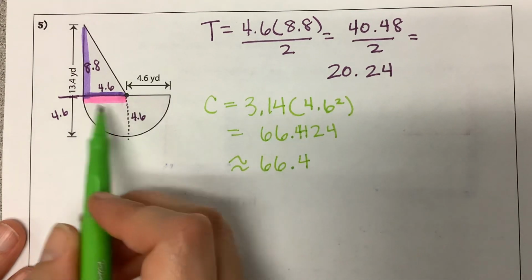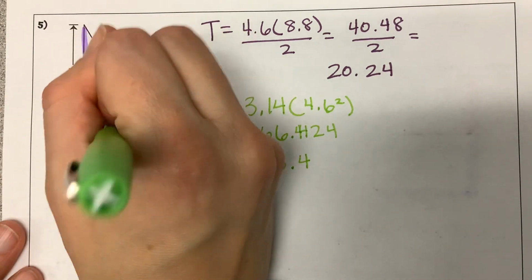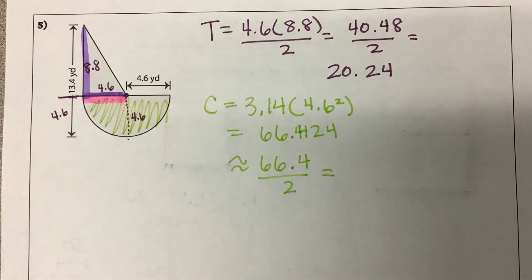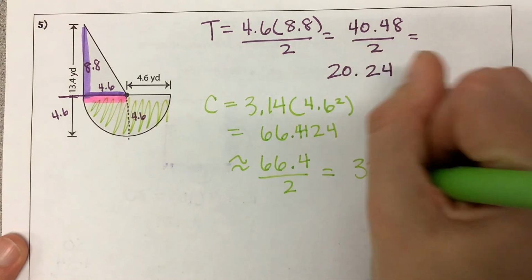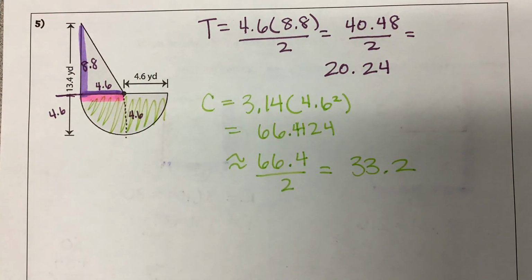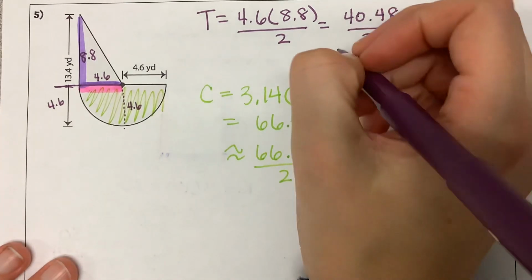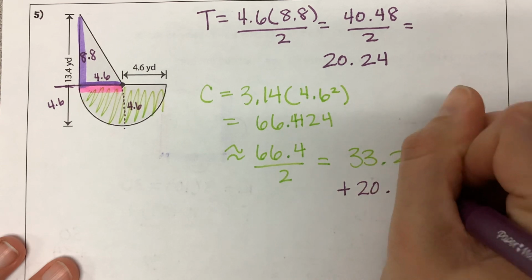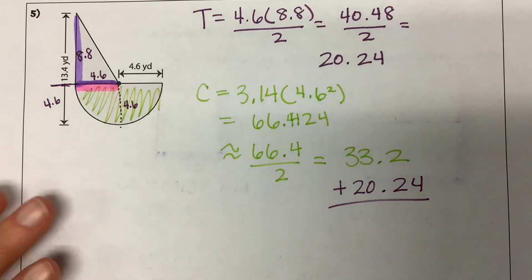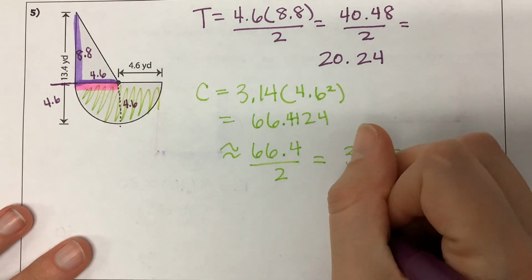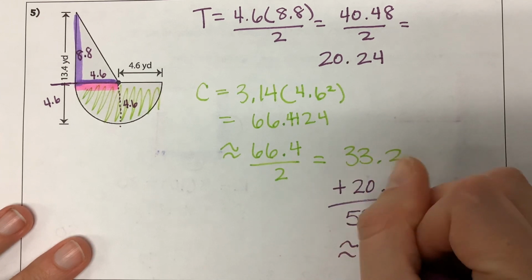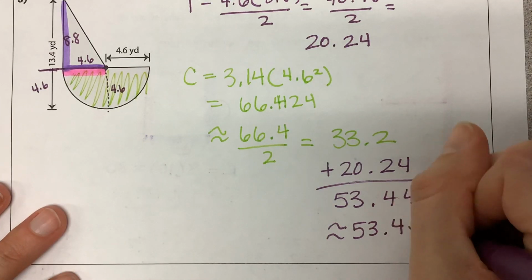But just like the last one, we don't have a full circle, we only have half of a circle. So I'm going to take that full circle and I'm going to divide it by 2 to cut that in half. And we get 33.2. So for our complete area, we are taking that 33.2 of the half circle, plus the 20.24, or the 20.2 for our triangle, and we get a total of 53.44, or if it was rounded, 53.4 yards squared.